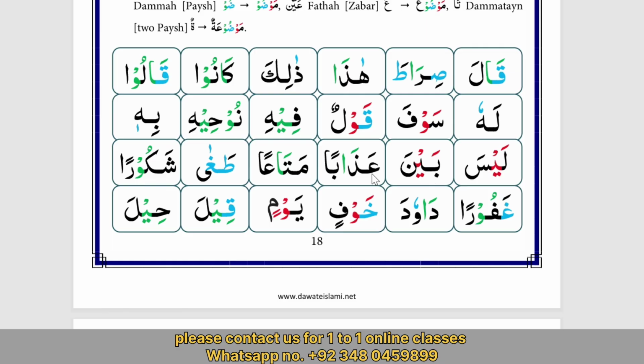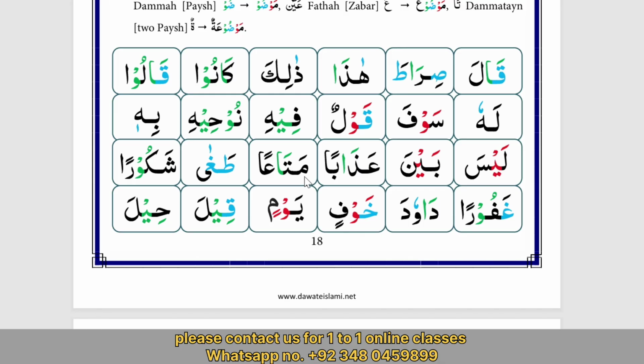Ain, zabar a, zal, alif, zabar za, ada, ba, do, zabar ban, adaban. We have learned that if alif comes after tanween, alif or ya will not be spelled. Adaban. Here we can see alif madda.